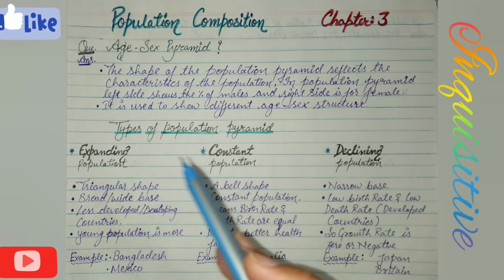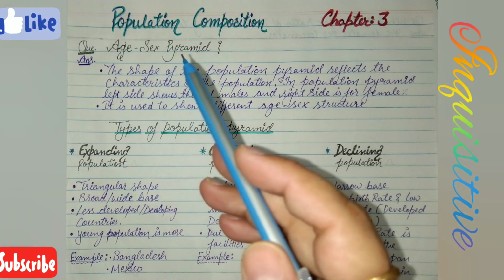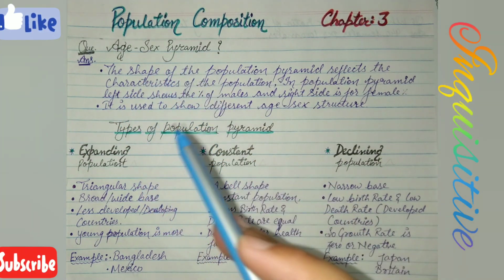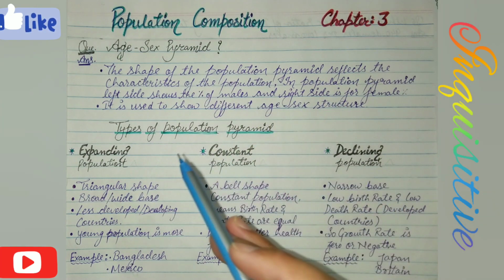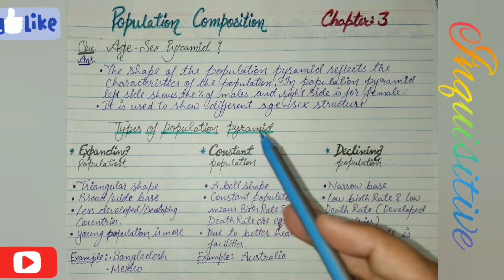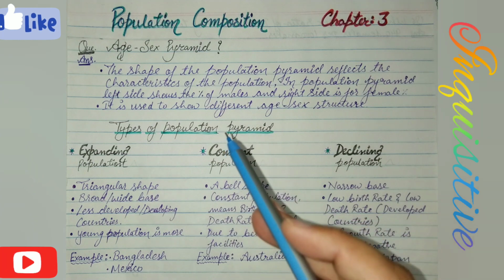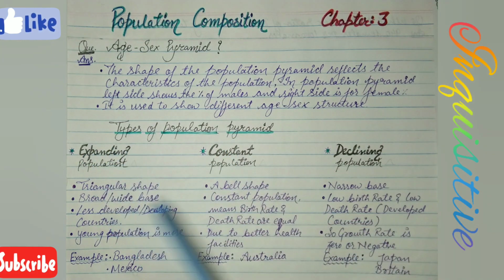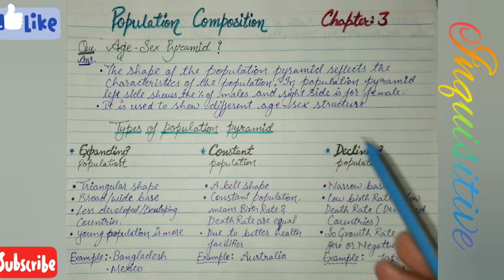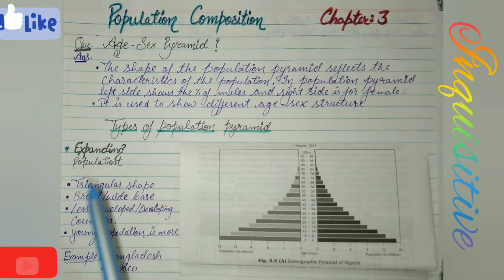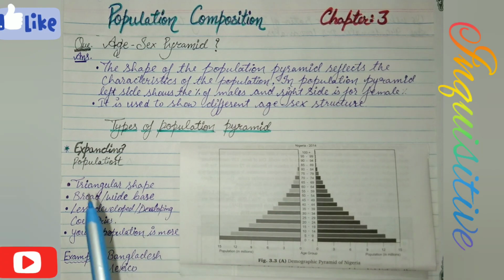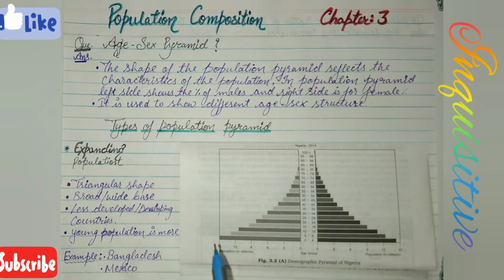If we talk about the use of this age-sex pyramid, it is to show the different age-sex structure. Now there are different types of population pyramid we have, such as expanding population, constant population, and declining population. Now student, let's try to understand this expanding population pyramid with the help of this diagram. Our first point is triangular in shape. As you can see over here, it is triangular in shape.